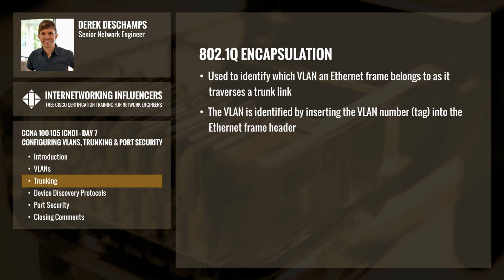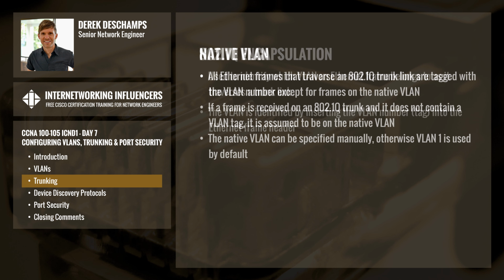802.1q encapsulation is used to identify which VLAN an Ethernet frame belongs to as it traverses a trunk link. The VLAN is identified by inserting the VLAN number, also referred to as a tag, into the Ethernet frame header. All Ethernet frames that traverse an 802.1q trunk link are tagged with the VLAN number, except for frames on the native VLAN.